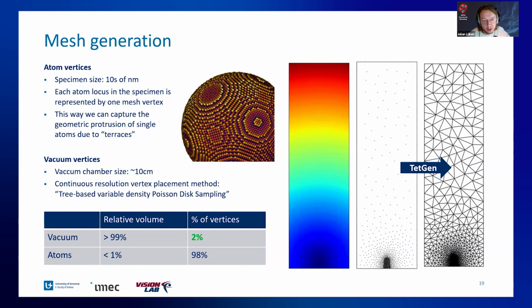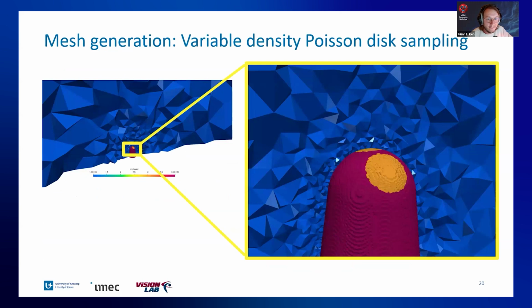In specimens with 10 million atoms, we find that even though the vacuum represents almost all of the space, it is only represented by 2% of the vertices in the mesh, and the other 98% of vertices represent the actual atoms. This is good news because we create almost no computational overhead for the vacuum itself when calculating the potential and field.